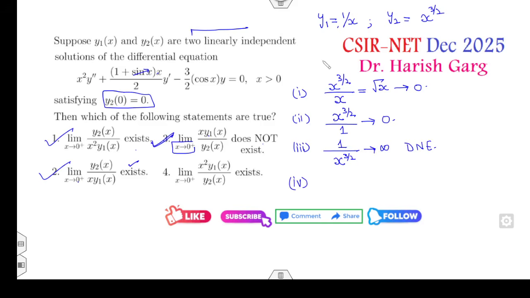Fourth option is x square into y1 divided by x raised to power 3 over 2. That means 1 over root x, which goes to infinity. That means the limit does not exist. That's wrong. A, B, C are the right answers of the problem. And you can see that it's a recent year paper. How many seconds you needed?